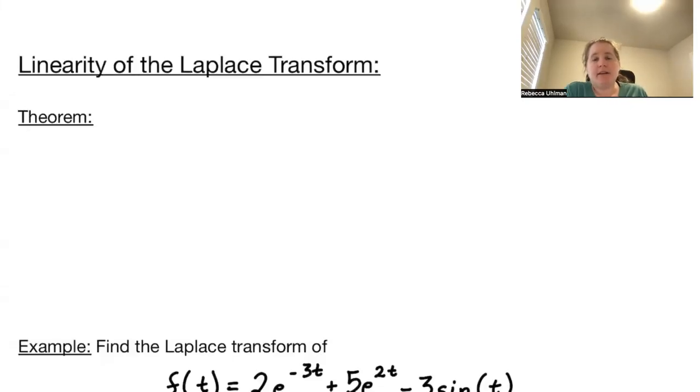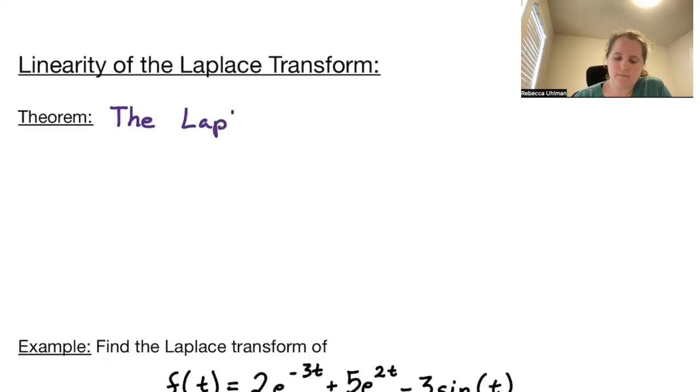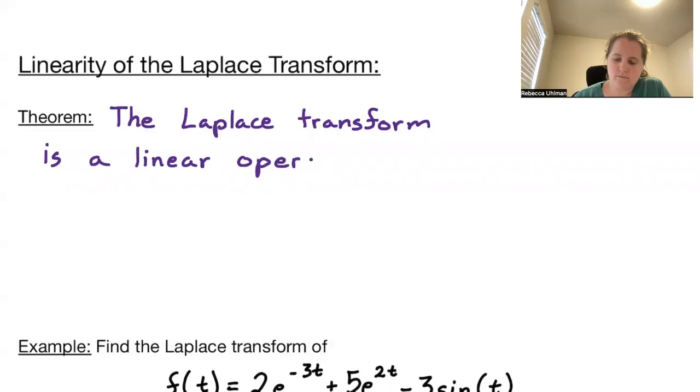Welcome to linearity of the Laplace transform. A little trick that we get here: our theorem is essentially that the Laplace transform is a linear operator. What this means is if we wish to take the Laplace transform of a linear combination of functions.